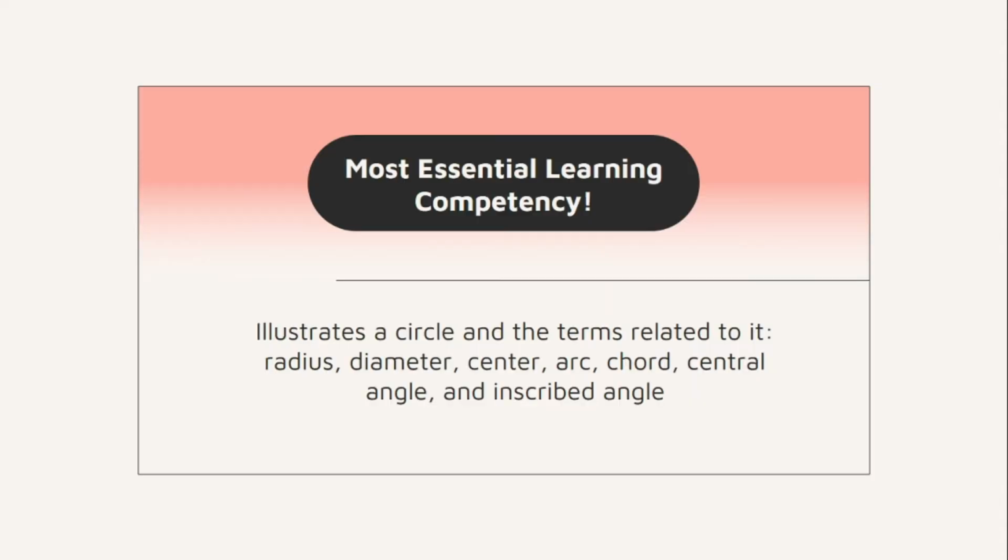Now, for our most essential learning competency, at the end of this lesson, the students will be able to illustrate a circle and the terms related to it. So what are those terms? So we have the radius, diameter, center, arc, chord, central angle, and inscribed angle.